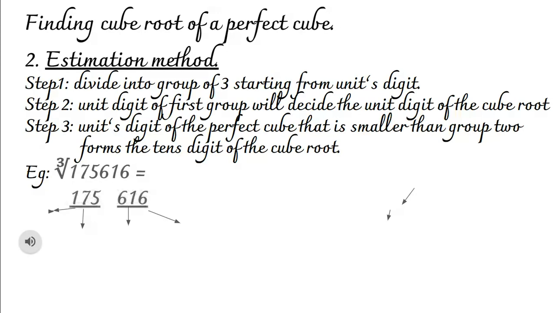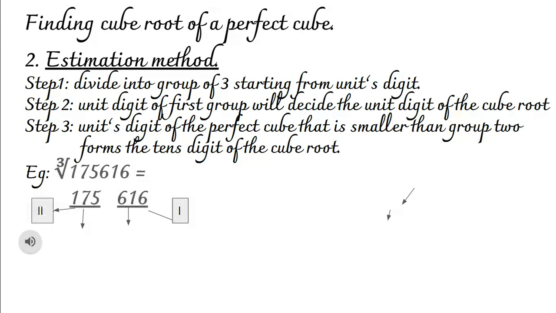So we can divide it into group 1 and group 2. The first group is 616 and the second group is 175. So our first step is over. Now step 2: the units digit of the first group decides the digit of the cube root. Meaning the first group's unit digit will decide what the unit digit of the cube root should be.